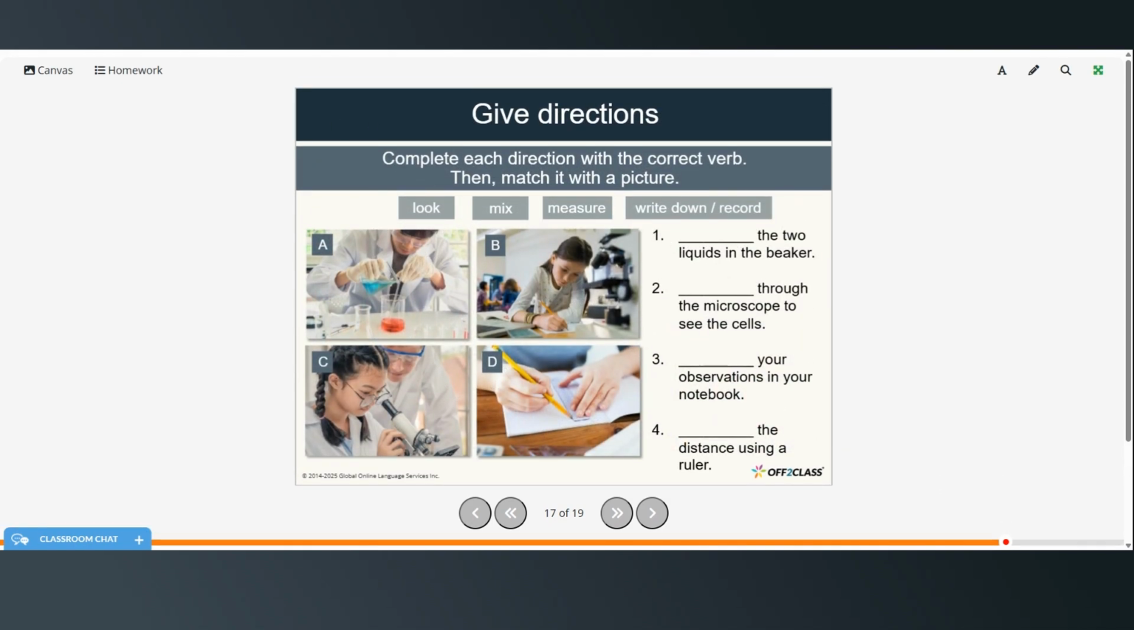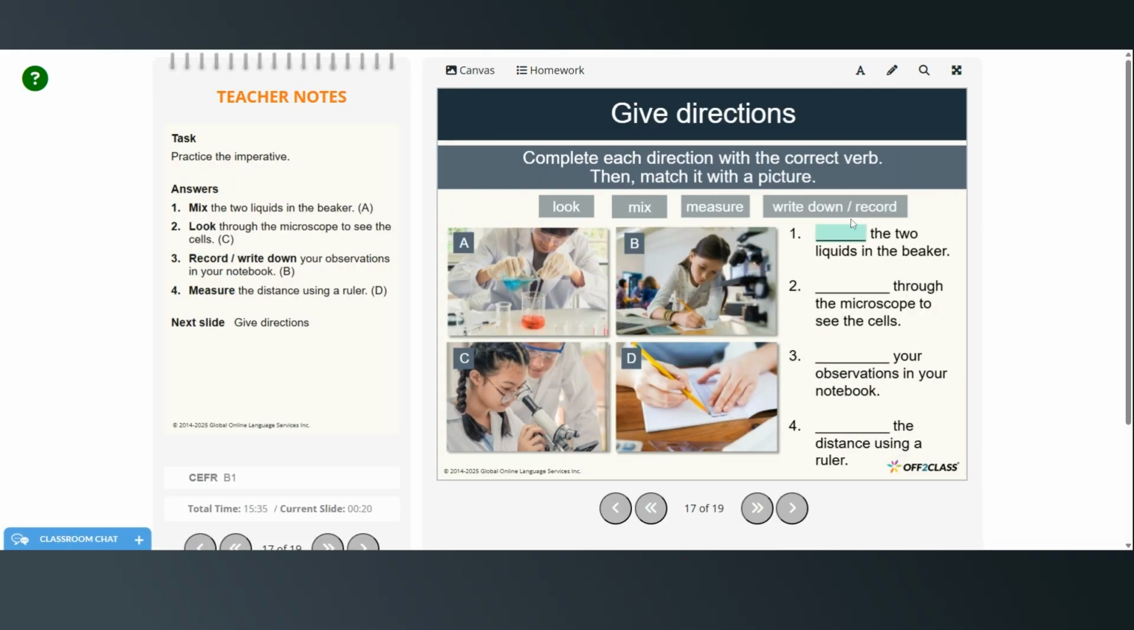All right, so you're going to complete each direction with the correct verb and then match it with the picture. All right, so I'm going to check just to make sure I get the right ones here. So mix the two liquids in the beaker, and that goes with picture A. Look through the microscope to see the cells, that would be picture C. Record or write down your observations in your notebook, that would be picture B. And measure the distance using a ruler is picture D.